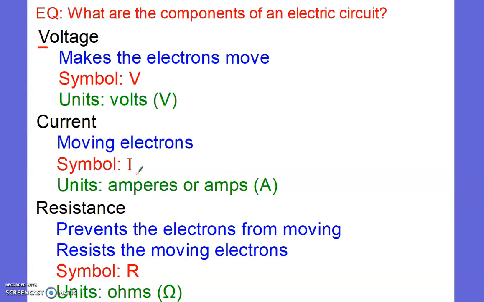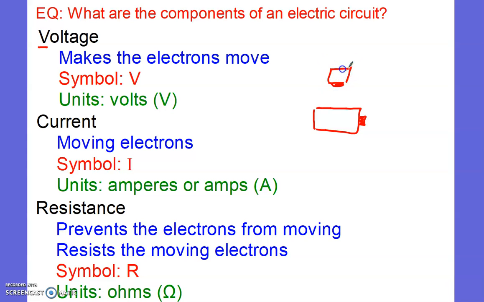The last part of the circuit is the resistance. And this is what prevents or resists the electrons from moving. And it might seem kind of odd, why would we have something that makes the electrons move and also have something that resists or prevents the electrons from moving? Well, getting the electrons to move by themselves is of no help. It's of no use. Moving electrons don't help us at all.